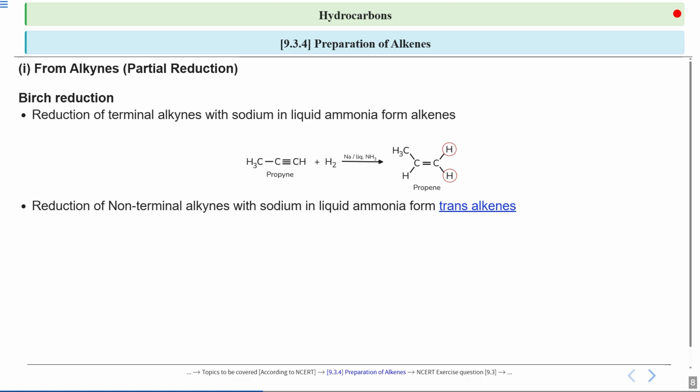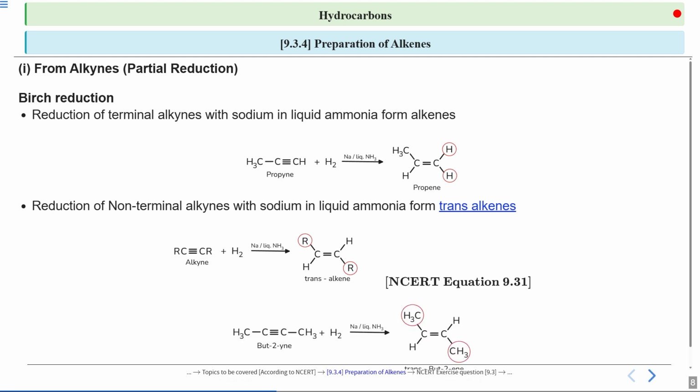Then what will happen? If you react your non-terminal alkynes with sodium in liquid ammonia, it forms trans alkenes. Now, contrary to the Lindlar catalyst where cis was the predominant product, here we are getting the trans alkene in Birch reduction. Now here is a general scheme for that. You can see here that RC≡CR plus H2 is reacting with sodium in liquid ammonia to give us trans alkene because the two R's are present on opposite sides, right? And the same can be said about the hydrogens.